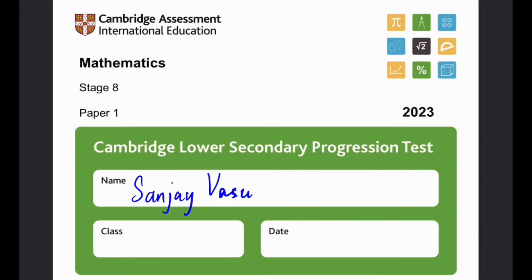This time I'm doing it on the Cambridge Lower Secondary Progression Test for Mathematics Stage 8, Paper 1, 2023. You're not allowed to use a calculator. Let's start.